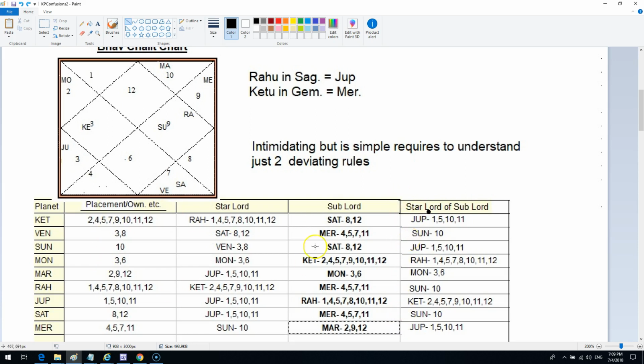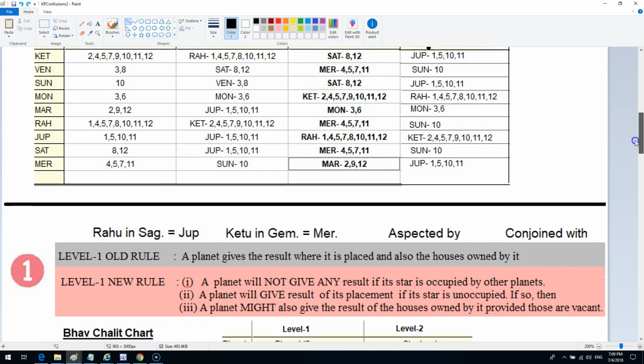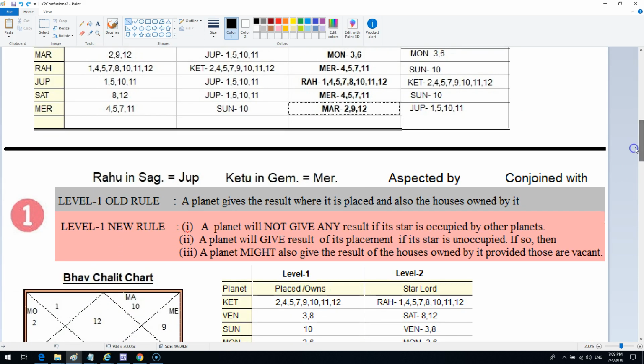Now, when you look at all these numbers over here, this table of significators looks a little intimidating. But after you have a handle on what I'm going to discuss in this video, the couple of new rules, they are very simple rules. And then you'll find that they are really simple, and you will not be intimidated by all these numbers. So let's get started.